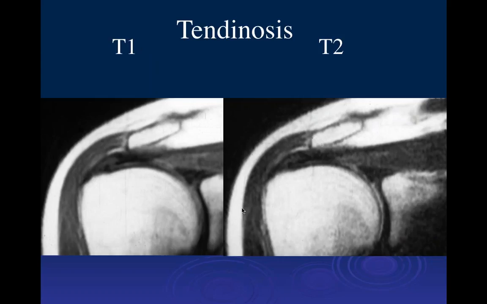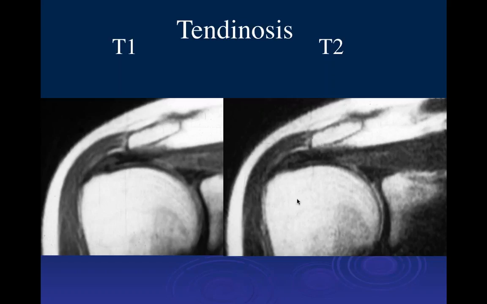When you start getting tendinosis on the T1 and the T2 weighted images, you start seeing increased signal intensity within the substance of the supraspinatus tendon, as we're seeing here. In this case, it's a more severe variety of tendinosis because we're picking up increased signal intensity on the T2 weighted images as well.